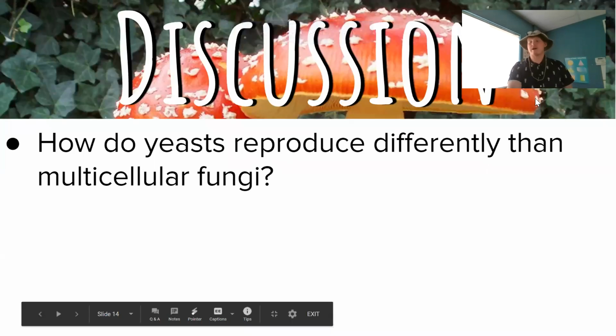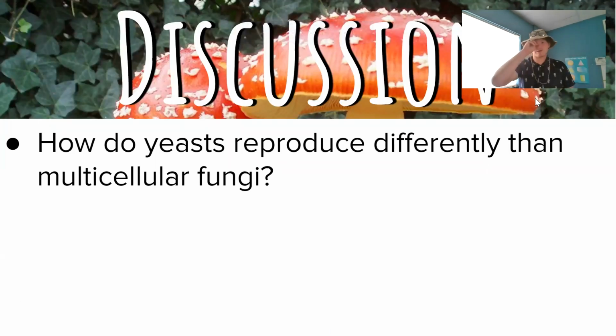Okay, I have a few discussion questions for you here. These are things that you will need to add to your notes because you probably didn't get them added in there. How do yeast reproduce differently than a multicellular fungi? That kind of gives it away right there. How does a yeast cell reproduce differently than something that is a multicellular fungi?